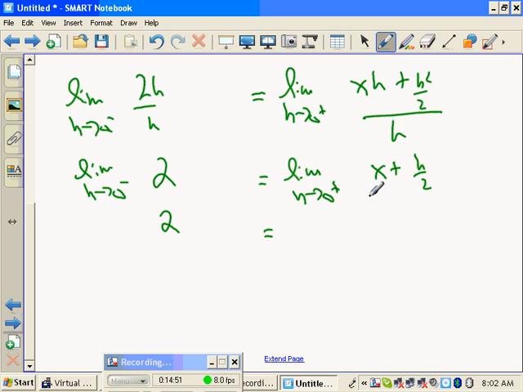As h goes to 0, you just get x. But we're interested in what x value? At x equals 2, therefore, at x equals 2, the derivative exists. That's shorthand for exists. Alright, so therefore the derivative exists because x is 2. Okay, good. So it is differentiable when k is 3.